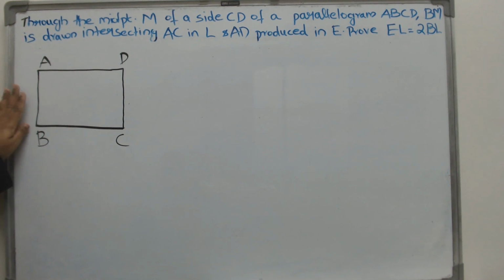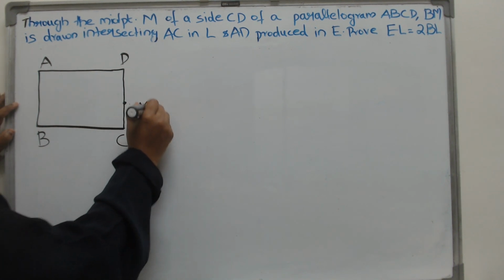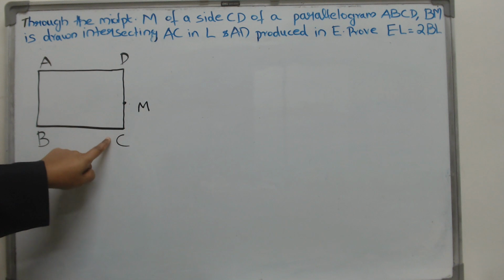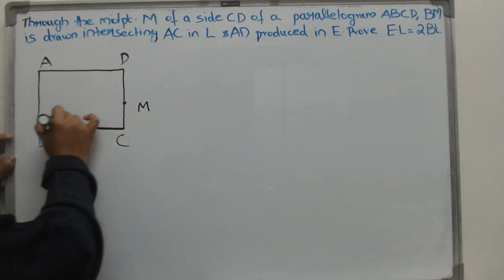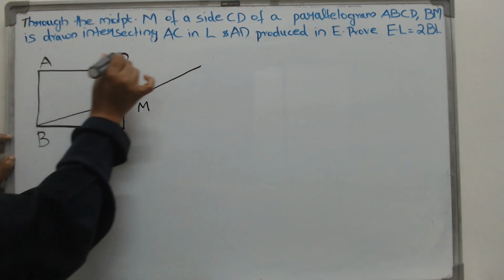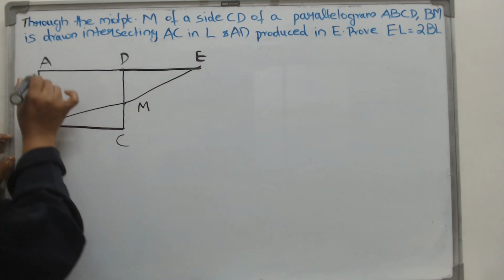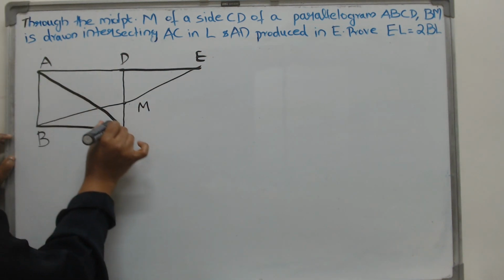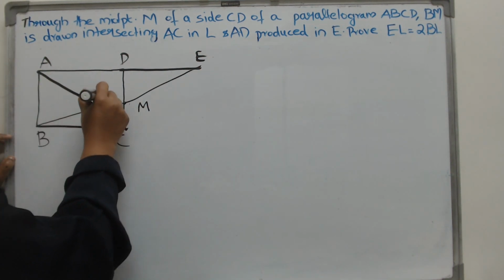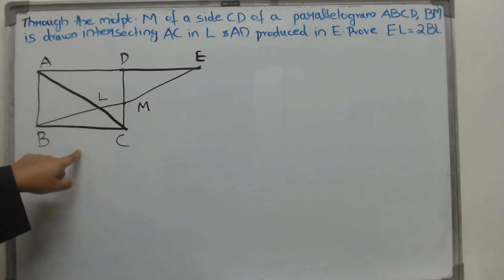Here we have a parallelogram ABCD, and the point M is the midpoint of the side CD. Now, when we extend this line BM, it should meet AD at a point E. And when you join AC, it should meet this line at a point L. So this is the figure that we are given.